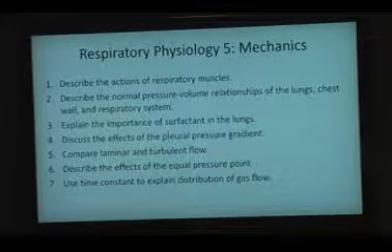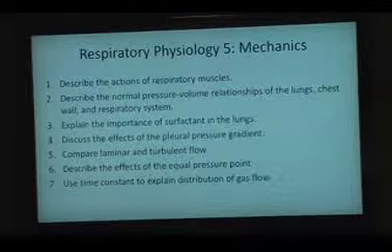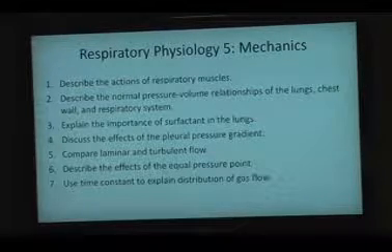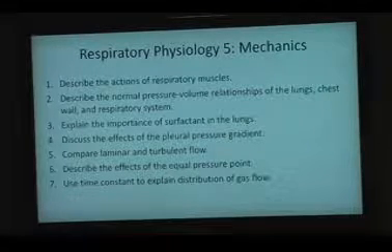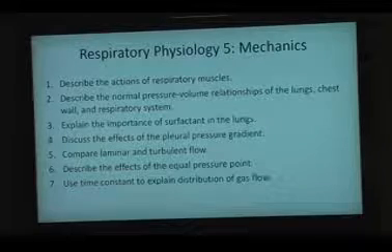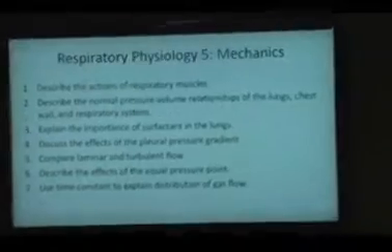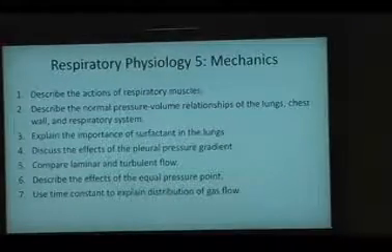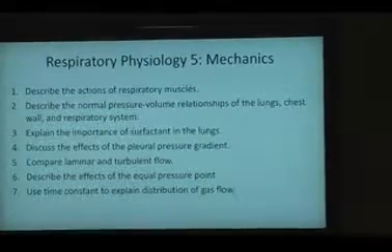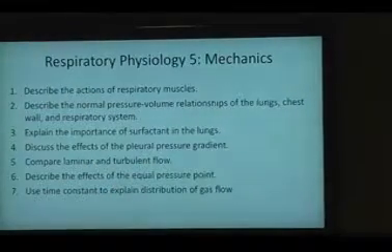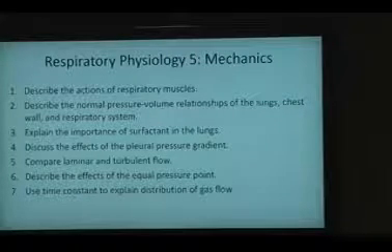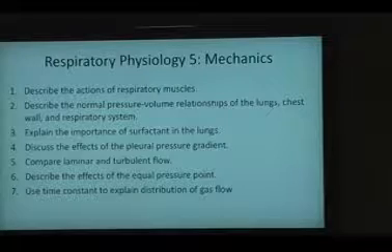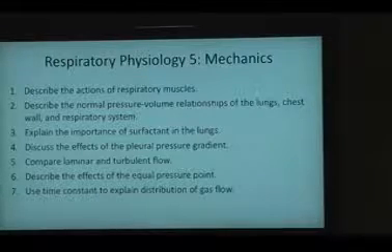So today, we're going to talk a fair amount about the actions of the respiratory muscles and how that can be assessed and how we can determine if a patient has diaphragm paralysis, for example. We will describe the normal pressure-volume relationships of the lungs, chest wall, and respiratory system. Next time we will talk about that in more detail as it applies to disease like ARDS. We'll explain the important function of surfactant in the lungs. We'll discuss the effects of the pleural pressure gradient. So the pleural pressure is not uniform throughout the thorax, and we'll talk about why that is important.